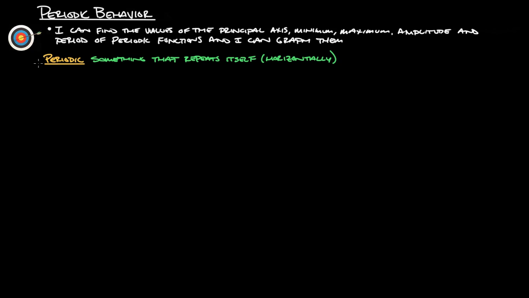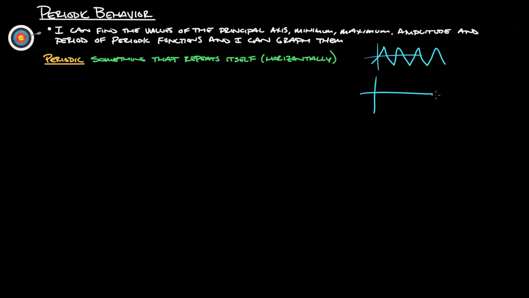All right, first thing, what does periodic even mean? Periodic is something that repeats itself horizontally over and over and over. Just a really quick example of that, we could say, something that looks like this. Imagine if I drew those all nicely, that would be periodic because it repeats itself horizontally.